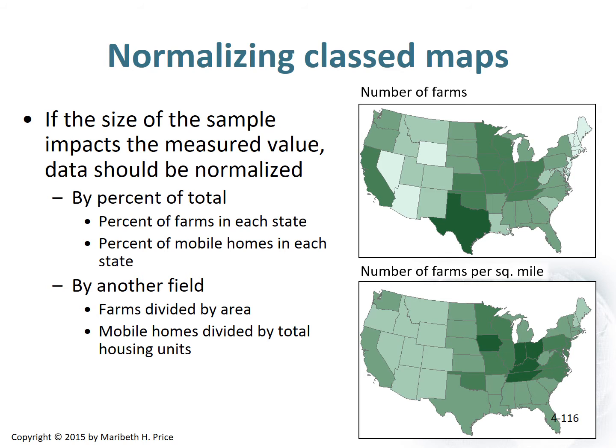Sometimes we have to normalize data. This is an example of normalizing data. Looking at number of farms in each state, if we normalize it by square mile, it gives us a much better idea of just how many farms there are per area.